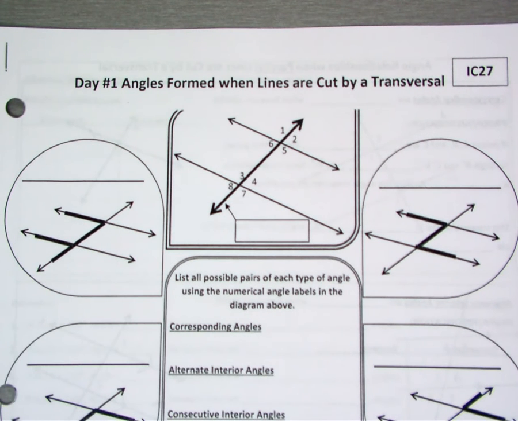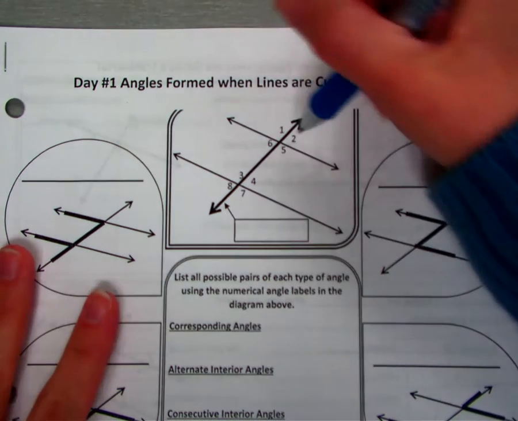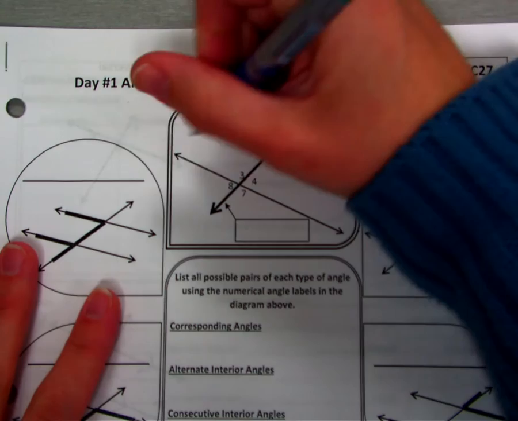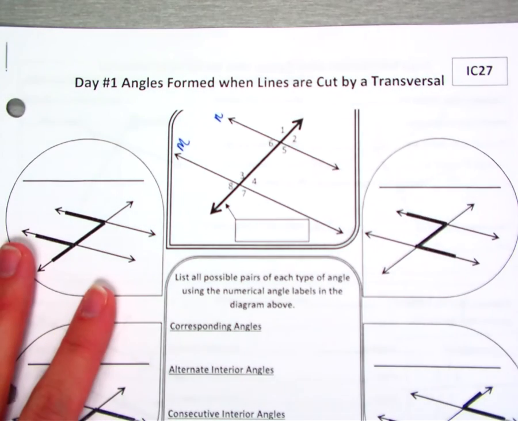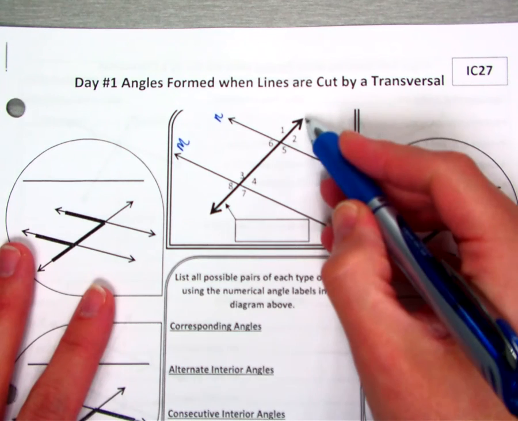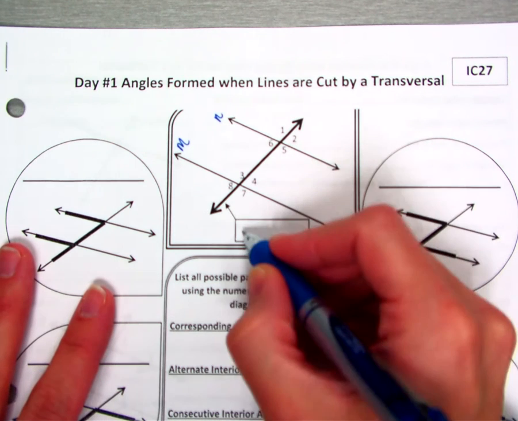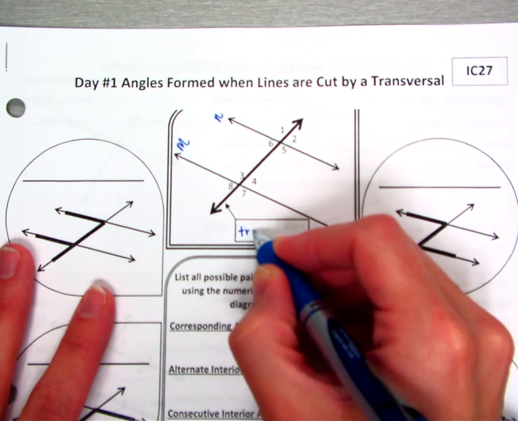Okay, in class 27, number 1, we're talking about angles formed when we have two lines. Whether those lines are parallel or not doesn't really come into play yet, but those lines are cut by a transversal. So in the picture here, we have two lines. We'll call those lines M and N. And those two lines are being cut by this transversal.